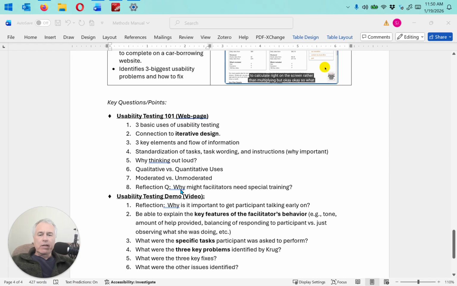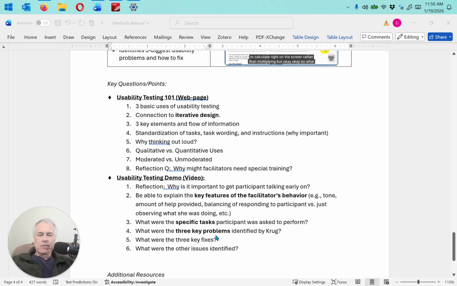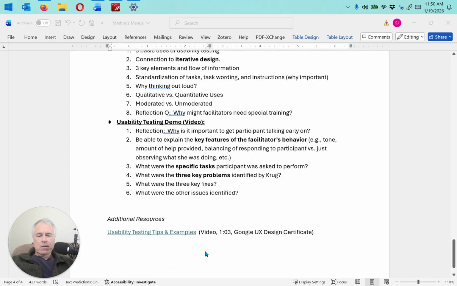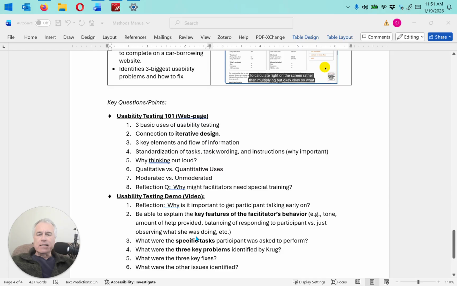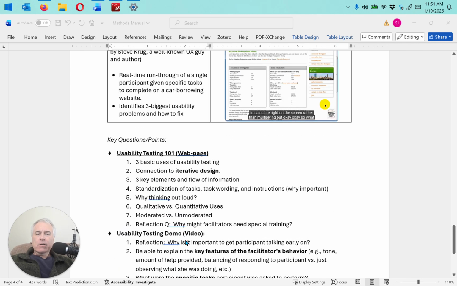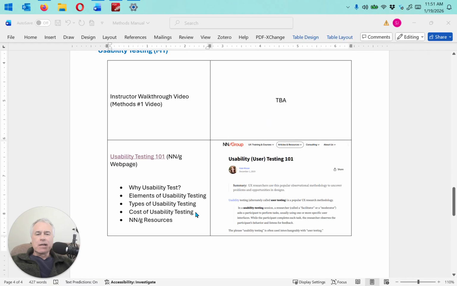And then we've got here the key points, what I would call reading questions or listening questions. These are the kinds of things you should be able to walk away with and do on a quiz or a test. I also have an additional resource here, a longer example from Google of usability testing. They're working here, I think, with an email task they're asking people to do. Okay, so let's dive into this.